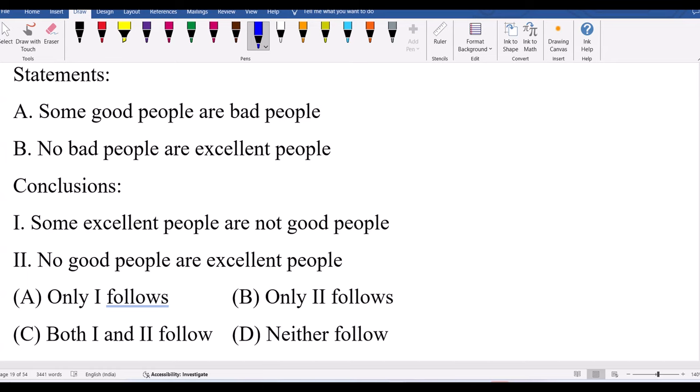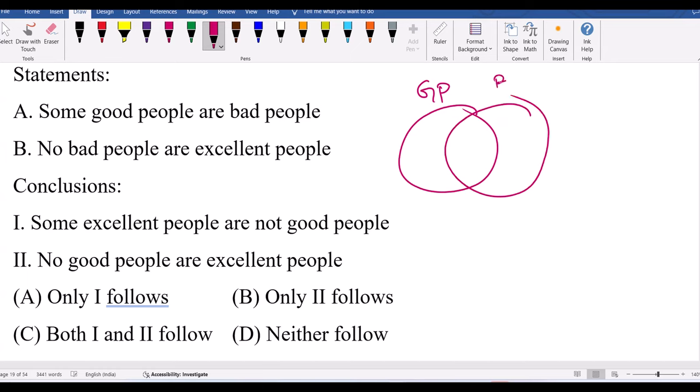Here's the statement: some good people are bad people, no bad people are excellent people. Now, what are your conclusions? The conclusion must be definitely true, true in all diagrams. Some good people are bad people. No bad people are excellent people.